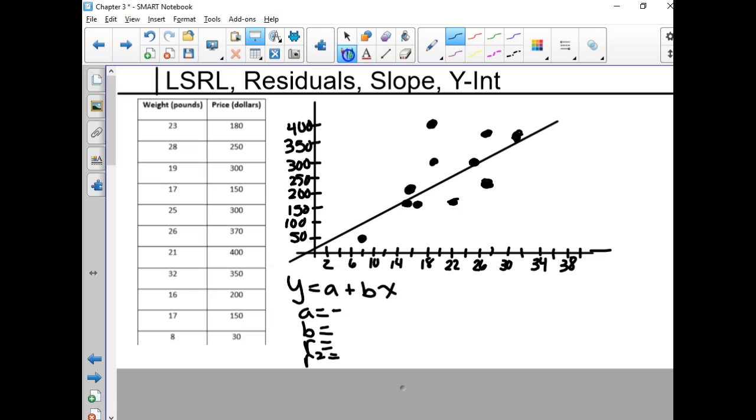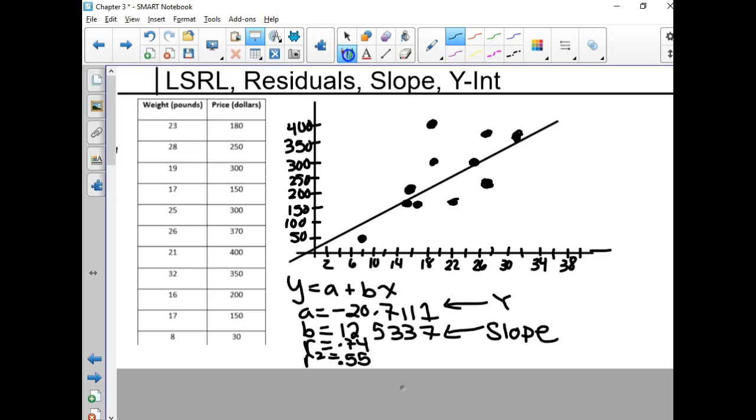Okay, so did everyone get negative 20.7, 1, 1, 0 or 1, and then 12.533? R squared is 0.55, and r is 0.74. When you're writing an equation for this line, I want to know what this line is. b is your slope. a is your y-intercept. Does that ring a bell from algebra, remembering slope, y-intercept? I know it's been a while for some of you.